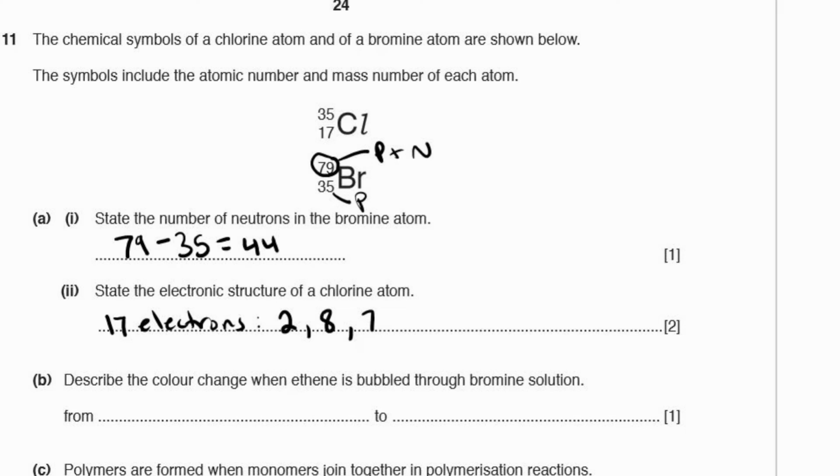All right, and B, describe the color change when ethene is bubbled through bromine solution. Okay, so bromine starts off as an orange color. Ethene, when it goes through the bromine solution, the double bonds are broken by the bromine due to an addition reaction, so it changes from orange to colorless.